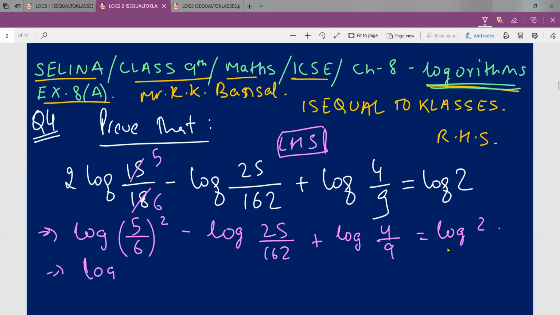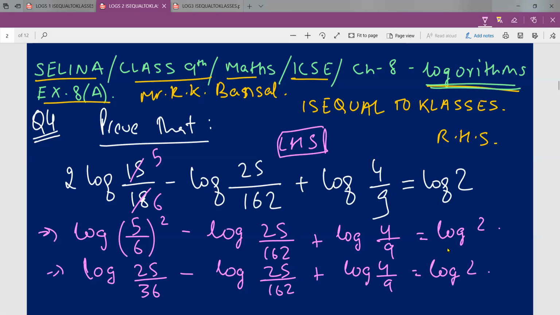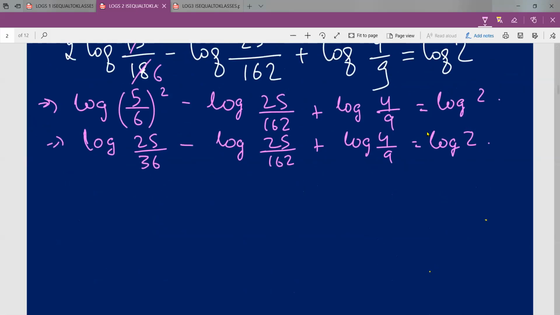So log of 25 divided by 36 minus log of 25 by 162 plus log of 4 by 9 is equal to log of 2. It will be a remodified equation. And furthermore, a lot of people solve this equation in parts. For example, they'll solve this part first, and then whatever answer comes out of this, they'll subtract it by this part of the equation. But all I'm going to do is solve all three of these parts together. So let's go back to the equation.